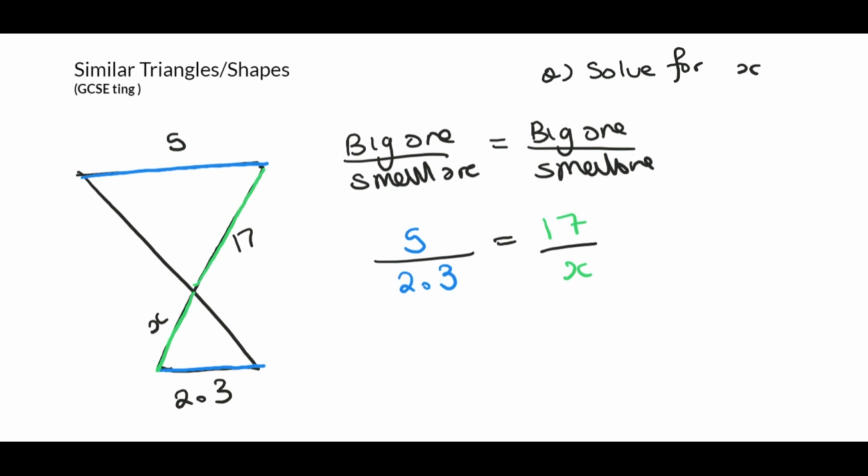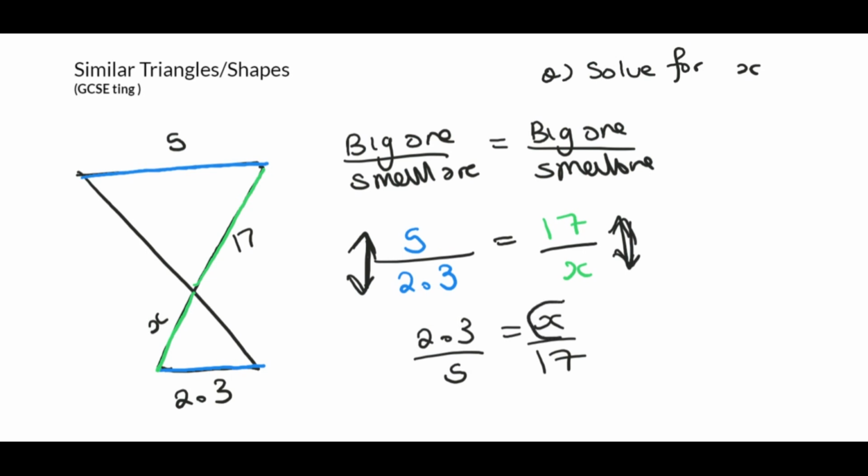Now, I need to make x the subject. As you can see, this is a bit weird, yeah? So I'm going to show you a little trick. This x on the bottom, I don't want it on the bottom. It's not nice, yeah? So I'm going to flip this up. If I flip these two up, I also have to flip these two up. So this 2.3 is going to go on the top and the 5 is going to come on the bottom. So you're going to get 2.3 over 5. And then when you flip these up as well, you get x over 17. So do you get what I've done there? All I've done is flip the whole equation, both sides, up and down. The reason I've done that is because I want x here on the top.